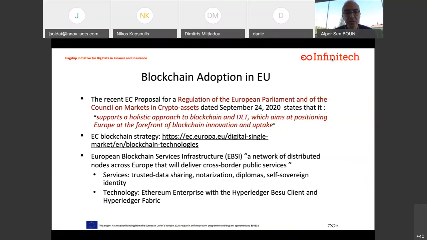other services like that. And if you go onto their website, you can see how you can be a partner of EBSI. And the underlying technology that they are using is Ethereum Enterprise, together with Hyperledger, which was mentioned by IBM earlier too. So Hyperledger is a blockchain technology that's used in the INFINITECH project.